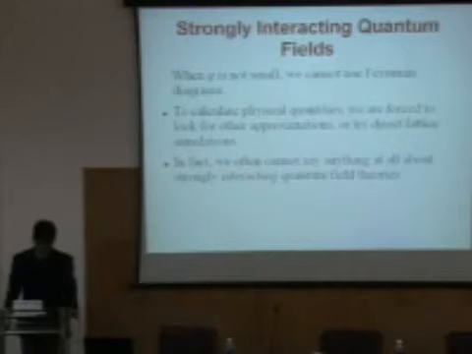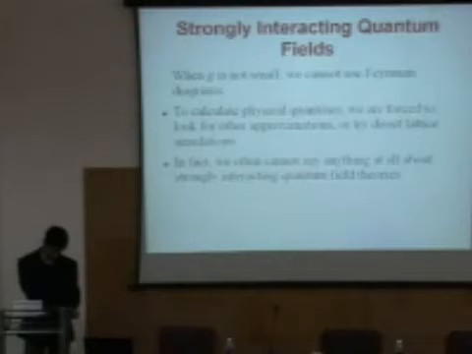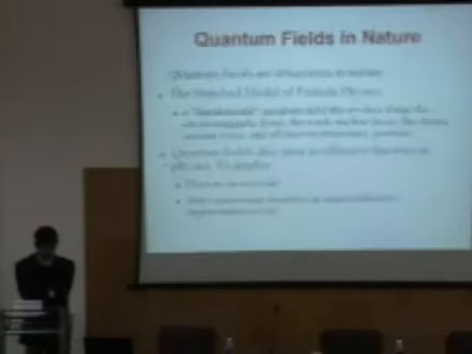So how do we calculate physical quantities for quantum field theories? We have to make other approximations, try direct lattice simulations, or in fact, we usually can't say anything at all about strongly interacting quantum field theories. For example, the strong nuclear force at low energies is a strongly interacting quantum field theory, and at least theoretically, it's hard to predict what happens there.